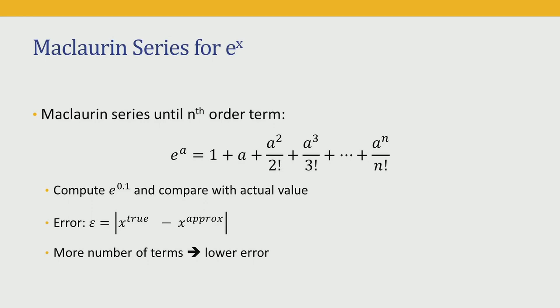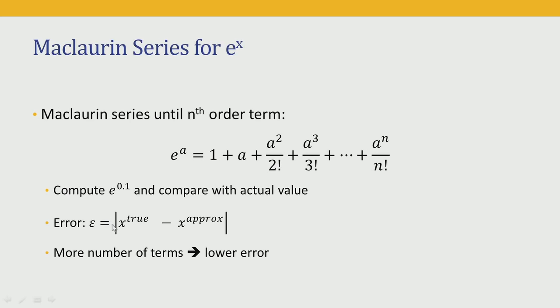Okay, so let us look at the first type of error, that is called the truncation error. What I have listed over here is the Maclaurin series for calculating e to the power x. The Maclaurin series for e to the power a up to the nth order term is written as 1 plus a plus a square by 2 factorial plus a cube by 3 factorial and so on. So, what we are going to do is compute e to the power 0.1 using multiple numbers of terms in this Maclaurin series, and we will compare it with the actual value.